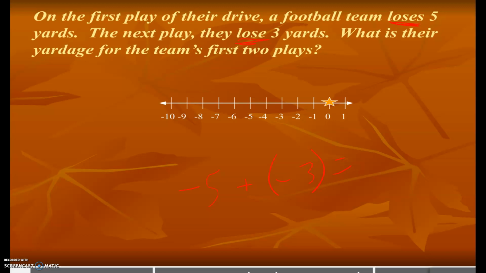So in this case, they lost 5, and then they lost 3 more. So we want to know their total yardage. So once again, I'm starting at 0. We're going to call that the line of scrimmage in this case, since it's a football example. And they lost 5, so I'm going to go back 5 in the negative direction because they lost 5.